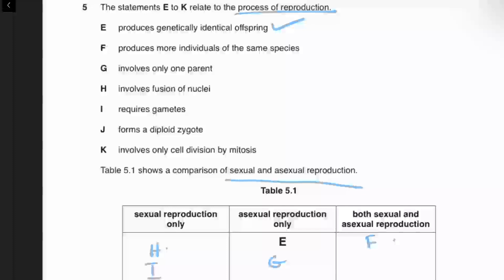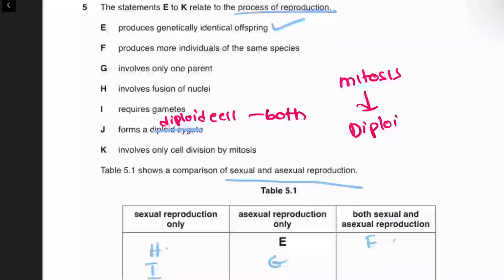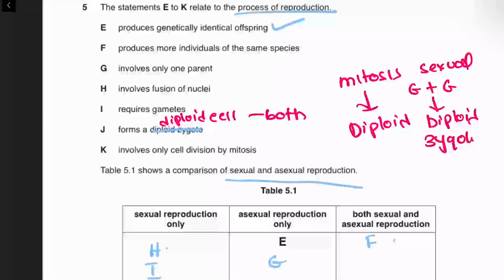Zygote is only formed as a result of fertilization. So if this forms a diploid cell, it should have been both. Why? Because mitosis through cell division forms a diploid cell, meaning the same number of chromosomes in the parent are in the offspring. And in sexual reproduction, when the two gametes fuse, it forms a diploid zygote. But the term zygote is only used for the cell that is produced after fertilization.